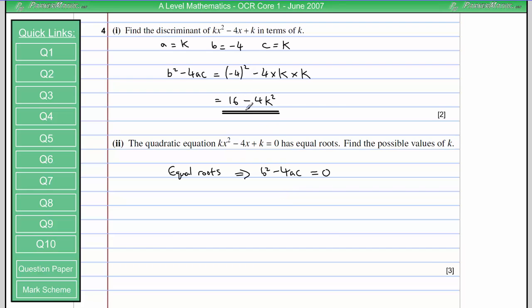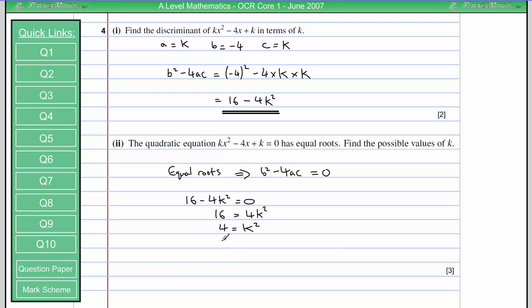Well, we've just worked out in terms of k what b squared minus 4ac is up here. So we can now say that 16 minus 4k squared equals 0. Let's take the 4k squared over to the other side. By adding it, we get 16 equals 4k squared. Then we'll divide through by the 4. So 16 divided by 4 is 4. So k squared equals 4.